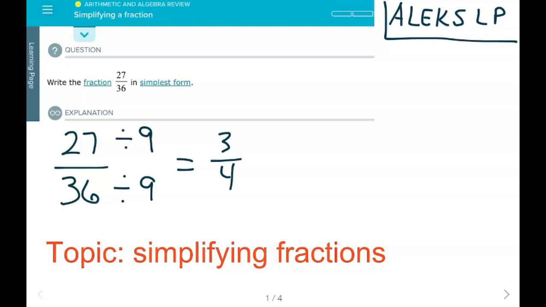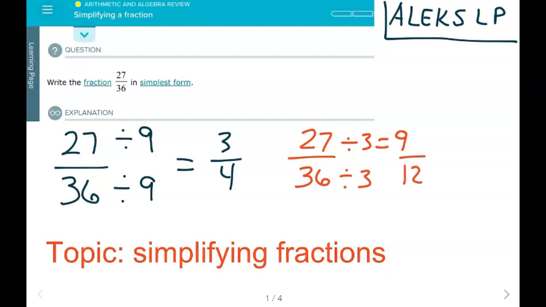But let's suppose you didn't. Let's suppose you thought of maybe 3 first. And so you just divided both of these by 3 and you got 9 over 12. Then you realize, oh, they divide by 3. So you could divide it again. And then you end up with 3/4.